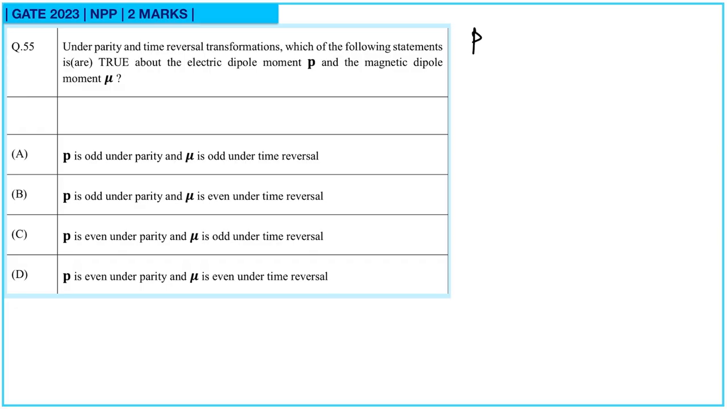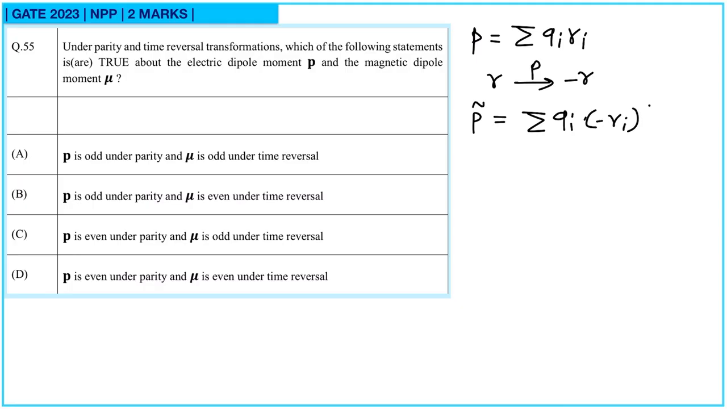Now, electric dipole moment P is equal to summation over Qi Ri. And if the parity operator is operated on r, then it will change its parity, so it will become minus r. So this P will be summation over Qi, so this will be minus of Ri. That means it will be minus of P, so it is odd.